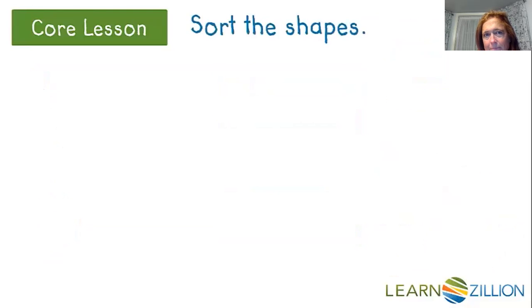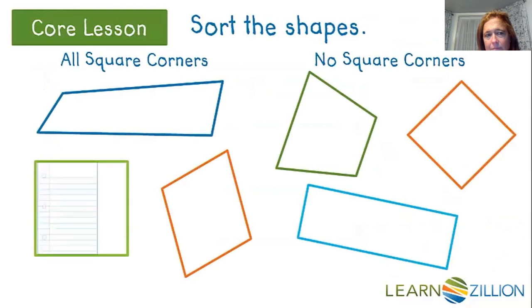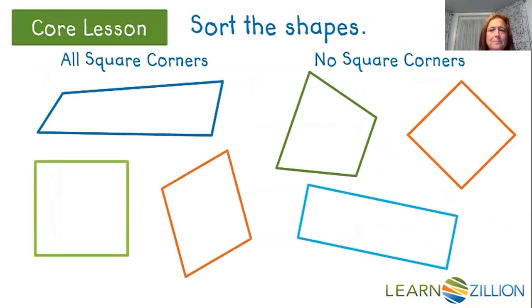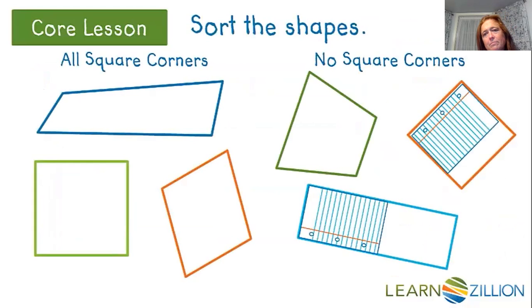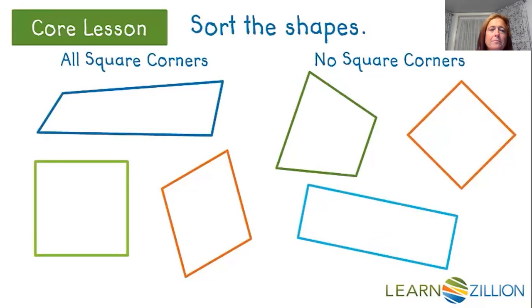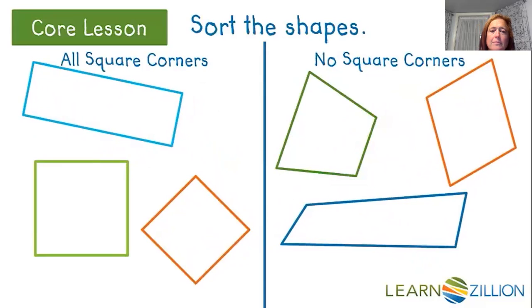Let's sort these shapes into two categories, shapes with all square corners and shapes without square corners. Which of these shapes on the left have 4 square corners and can stay? This one. Which of these shapes on the right have 4 square corners and need to move left? These two. So let's put these shapes in their correct places, and draw a line down the center. The shapes on the left have all square corners while the shapes on the right do not.